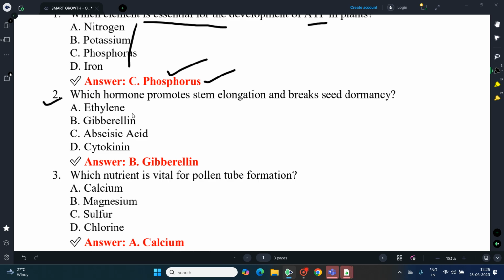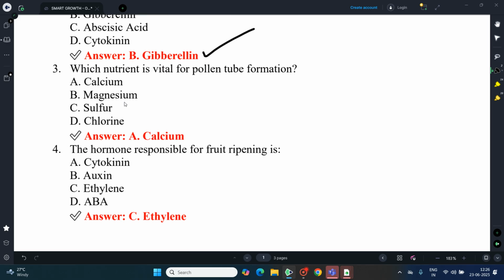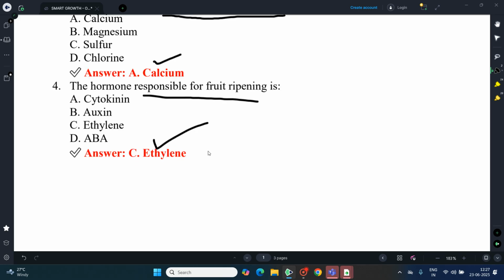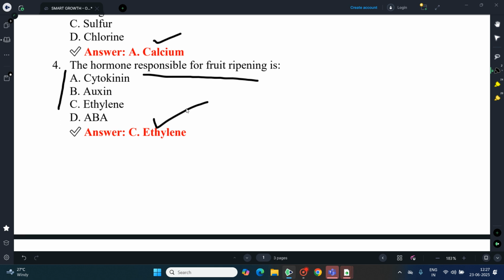Second question, which hormone promotes stem elongation as well as breaks the seed dormancy? Very, very classical, the PGR hormone, that is gibberellin. The third one is, which nutrient is vital for pollen tube formation? Naturally, this is calcium. And the hormone responsible for fruit ripening, this is the fourth question, and it's nothing but ethylene. This is the correct answer out of 4 options.